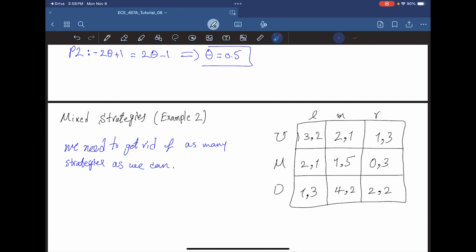All right. So let's see. For player 1, we can see that M is completely dominated by U. It's also dominated by D, but it's completely dominated by U as well. So 3, 2, 2, 1, 1, 0. So we can actually get rid of this one.